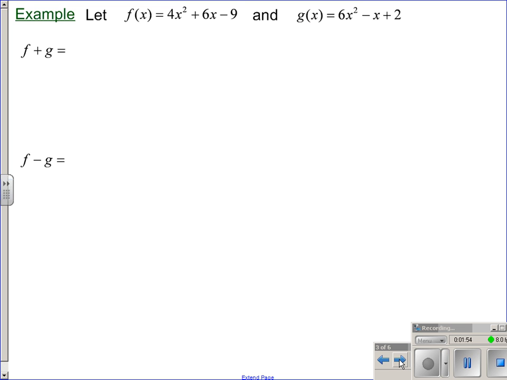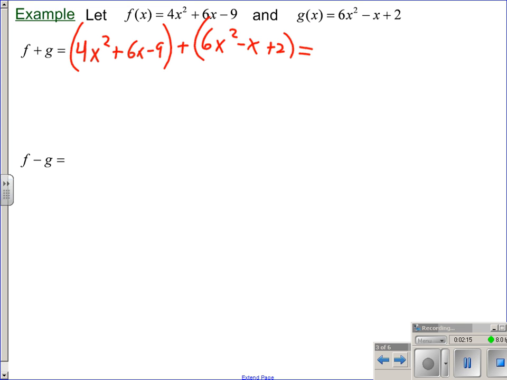All right, so given two functions, f and g, we just want to add them up. Function f is 4x squared plus 6x minus 9. We are adding that to function g, 6x squared minus x plus 2. And like I said earlier, it's just like terms. We got our x squareds. We have 4 of them, we're adding 6 of them. That gives us 10 x squareds.